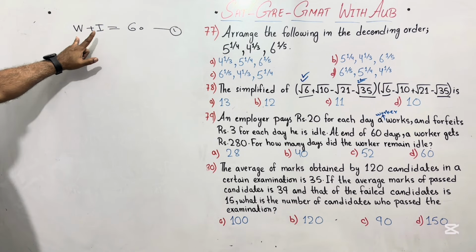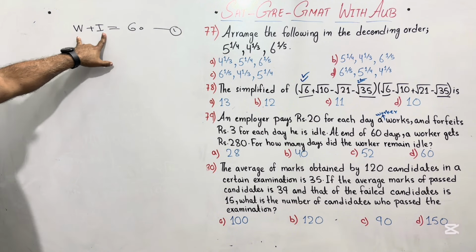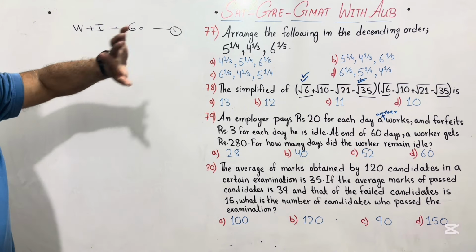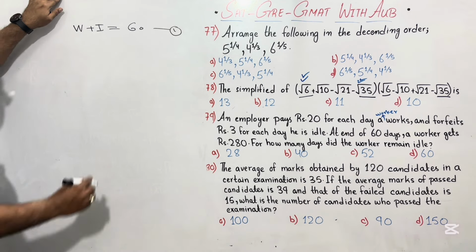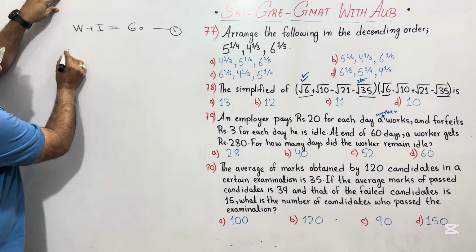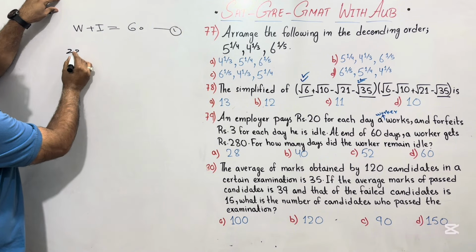W stands for working day and I for idle. Working days plus idle days equal 60. We have been given a total of 60 days. Whenever he works, he earns 20 rupees.